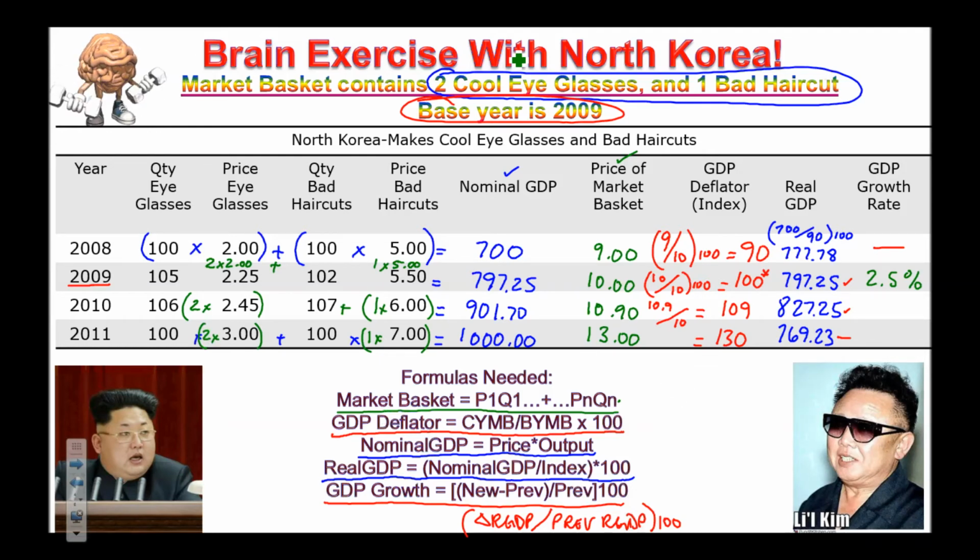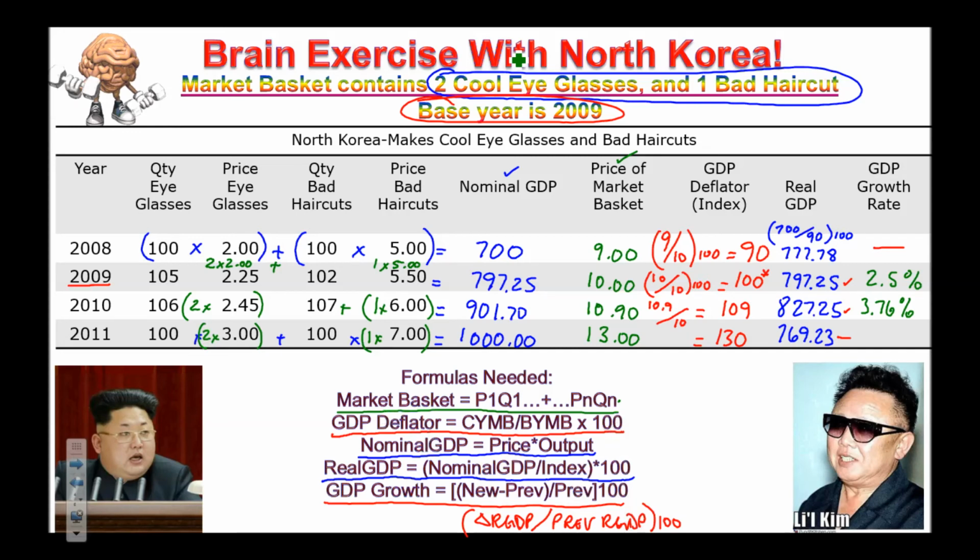Actually, I'll do this one without writing down, then I'll write down the last one. Okay? So for 2010, we're going to take the current year's real GDP of 827.25, and we're going to subtract the previous year, which is 797.25. That means we get a change of $30. We divide that $30 by the previous year's GDP, which is 797.25. Then we multiply that answer by 100, and we determine that GDP has increased by 3.76%. Okay, so that's good growth.